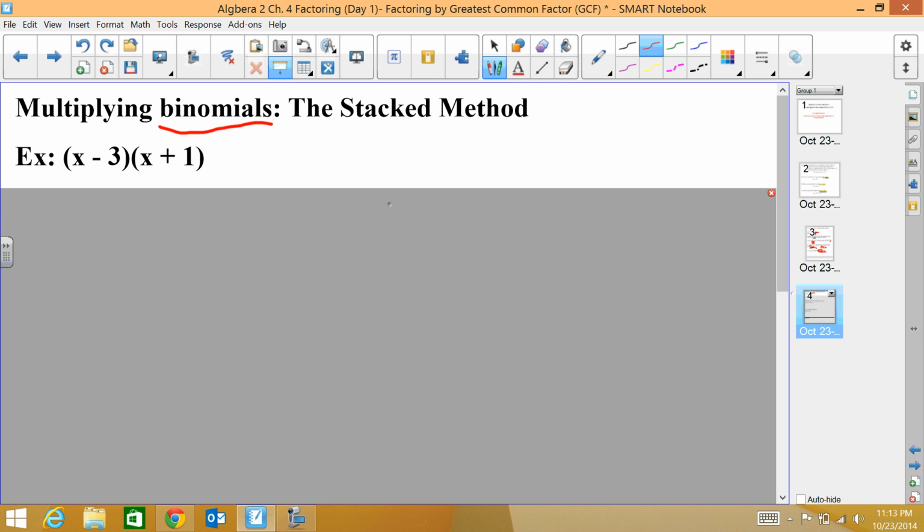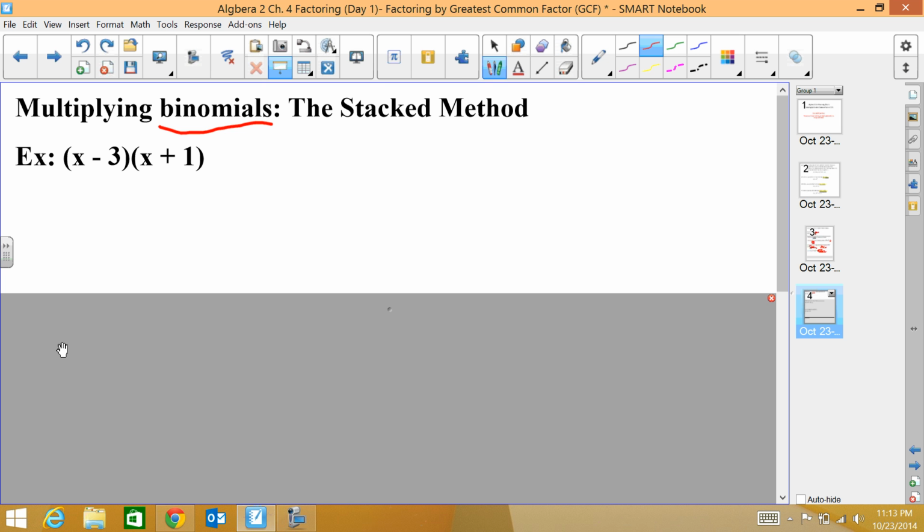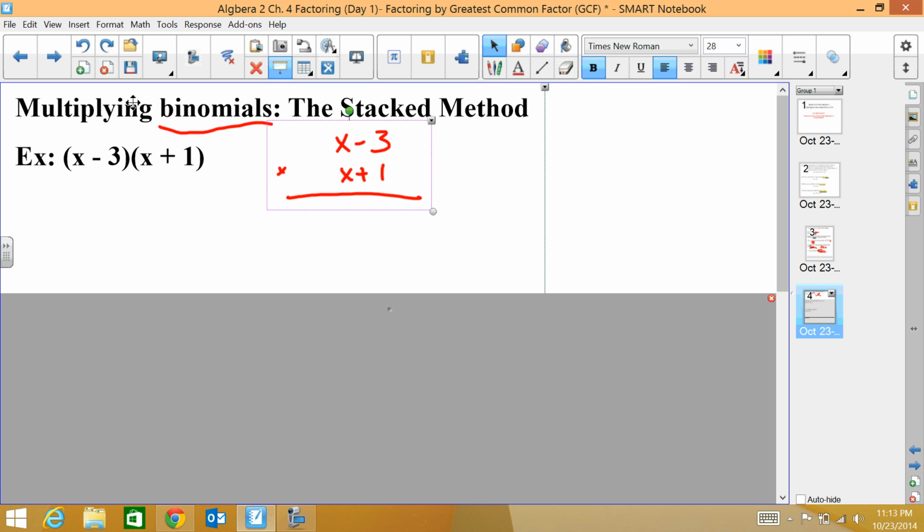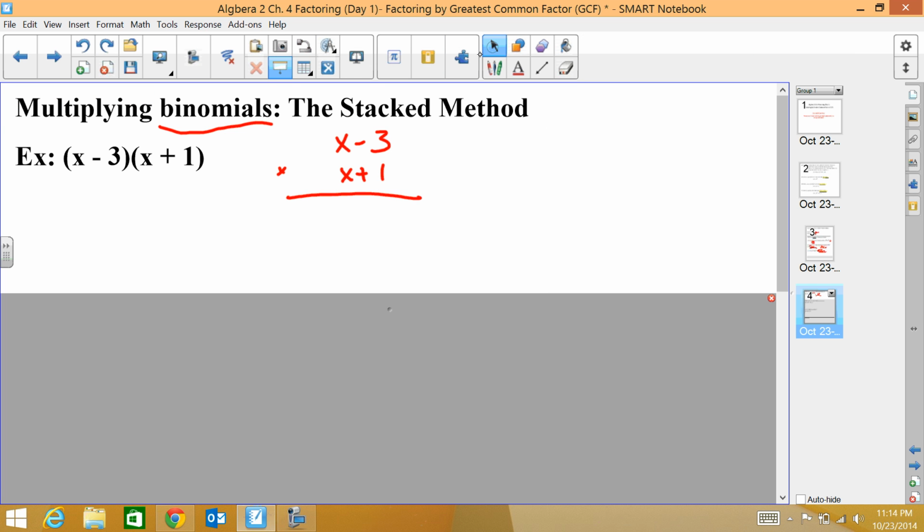Now there's two different methods that I'm going to show you, and you guys can choose which one you like best for multiplying binomials. The first one is the stacked method. So if I take x minus 3 and x plus 1, and I stack them to multiply them together, then if you think about how you normally multiply numbers, like for instance, if I have 21 times 16, let's go over that.